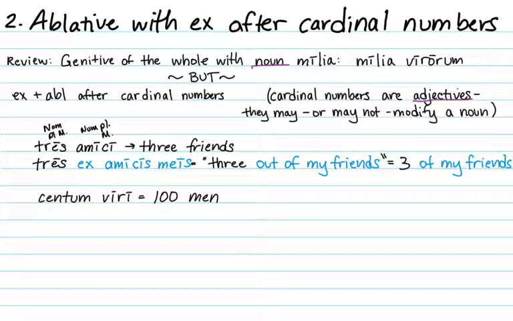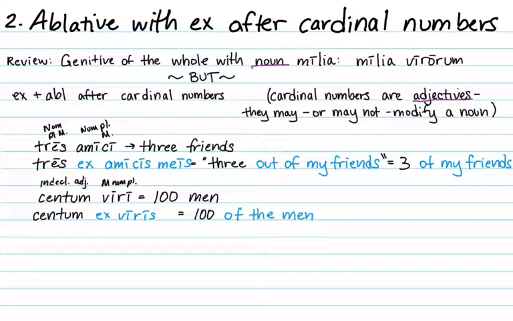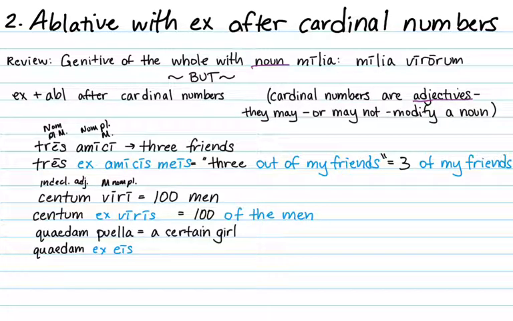In the example centum viri, it is a regular noun-adjective pair. Centum happens to be an indeclinable adjective, which means that no matter how it's being used in the sentence, you still use the ending um. Viri is masculine nominative plural, 100 men. But in the phrase centum ex viris, that means 100 out of the men, or 100 of the men. In the example quaedam puella, it's a noun-adjective pair, meaning a certain girl. They're both feminine nominative singular. Quaedam ex eis means a certain one of them, a certain one out of them.